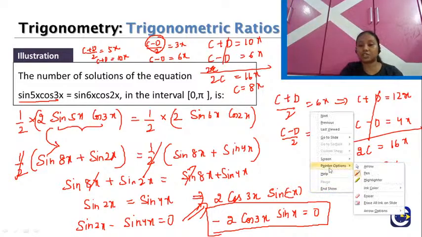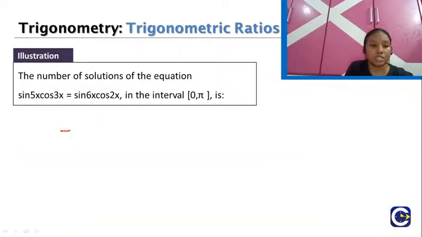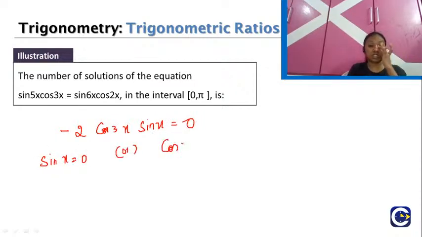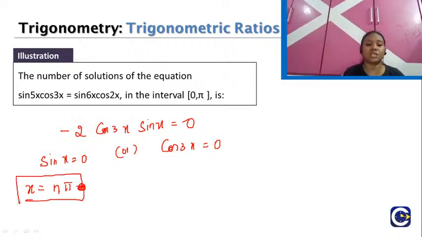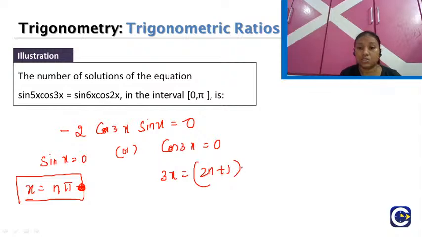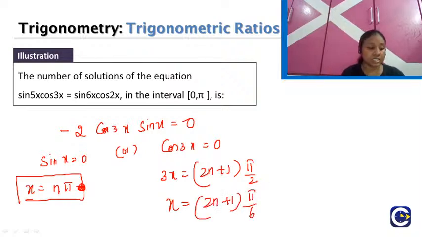So let's write the solution here. So minus 2 cos 3x and sin x is equal to 0. So from here one will be sin x is equal to 0 and the other will be cos 3x is equal to 0. So from here x will be equal to n pi. Sin x equal to 0, we are having n pi, right? So directly we can leave it as n pi. And for 3x it will be (2n plus 1) into pi by 2 because our RHS is 0. So here x will be equal to (2n plus 1) into pi by 6.